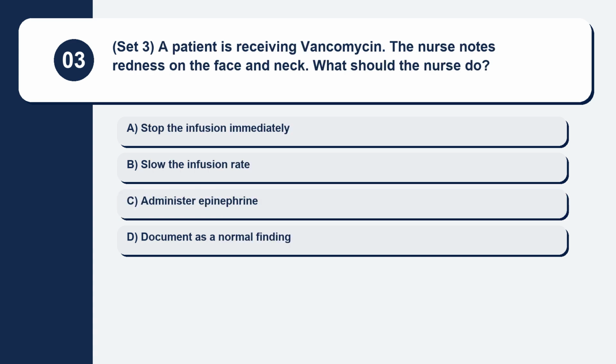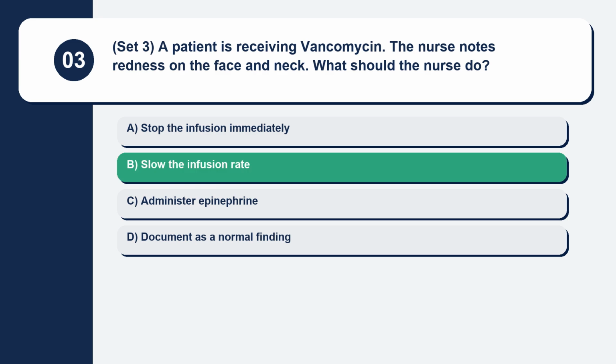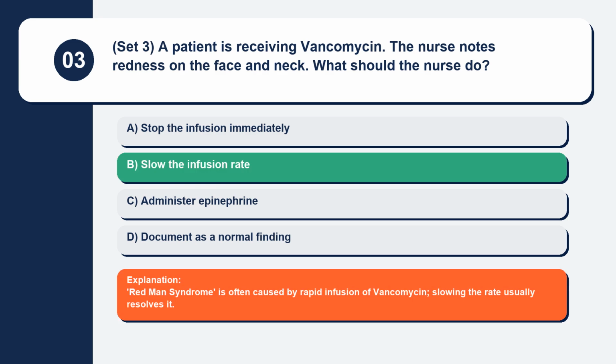Question 3. Set 3, a patient is receiving vancomycin. The nurse notes redness on the face and neck. What should the nurse do? Stop the infusion immediately, slow the infusion rate, administer epinephrine, document as a normal finding. Red man syndrome is often caused by rapid infusion of vancomycin. Slowing the rate usually resolves it.